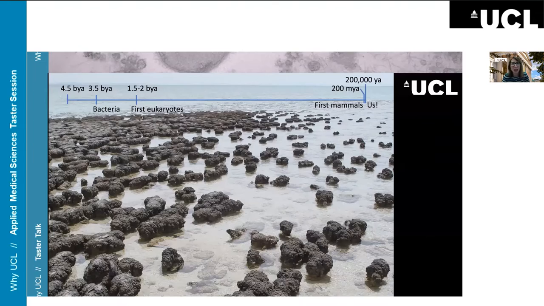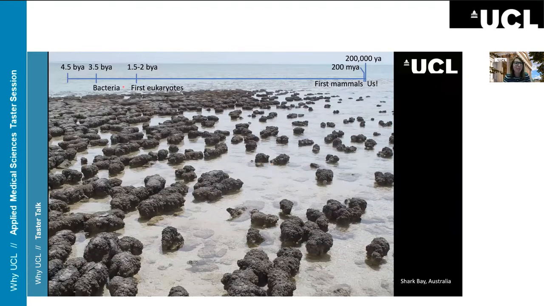And when I say ancient, I mean really ancient. So this is a timeline of life on Earth, well actually the entire planet, 4.5 billion years old our planet is. And this timeline goes from 4.5 billion all the way to the present day, which is here. And you can see that bacteria arose on this planet 3.5 billion years ago. So almost as soon as the Earth had cooled enough to support life, the bacteria were all over it.